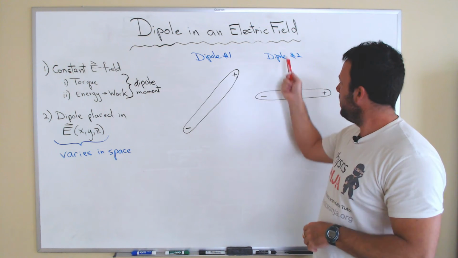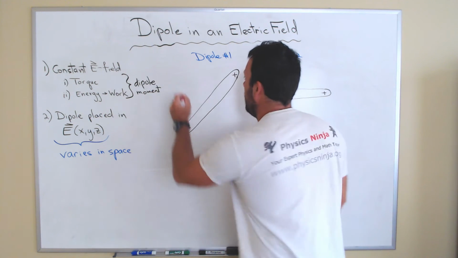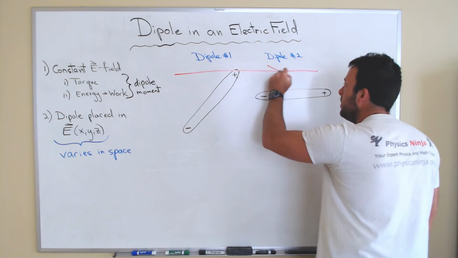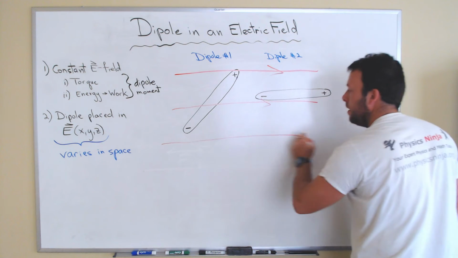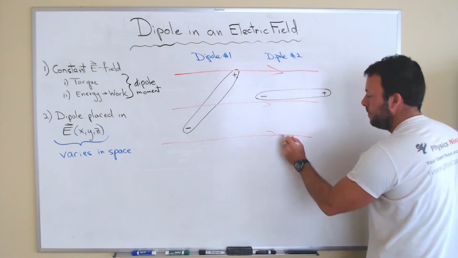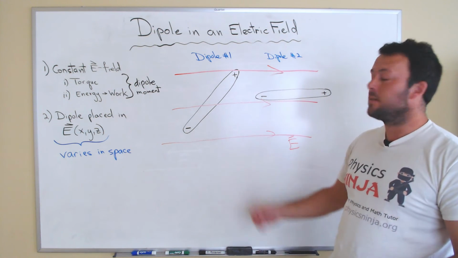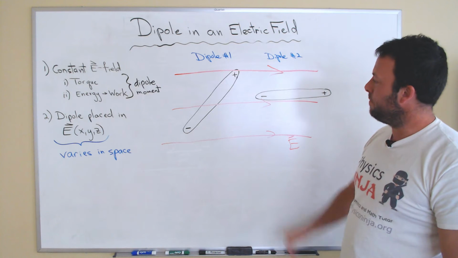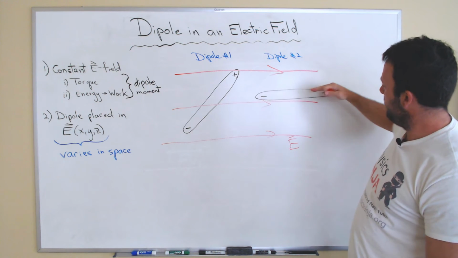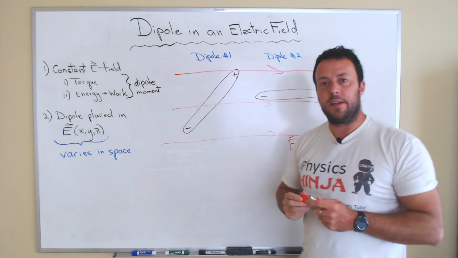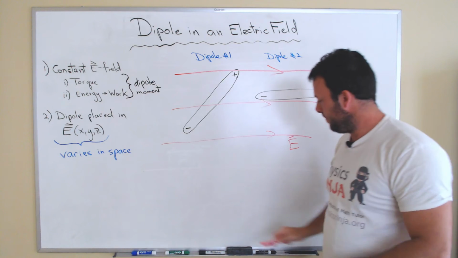So here are a couple cases. Here's dipole number one, here's dipole number two, and now I'm going to place it in an electric field. So here's electric field one. Let's just make the field lines uniform. I'm not telling you what produces the electric field, I'm just telling you there is one in space, and I'm placing dipole number one at an angle with respect to the electric field. And dipole number two, I'm going to place at a different angle with respect to the electric field. So let's go see what's going to happen to these dipoles.